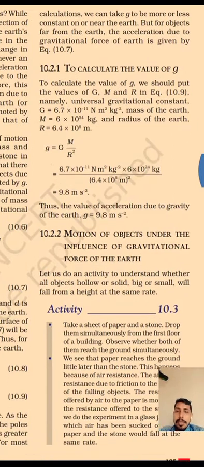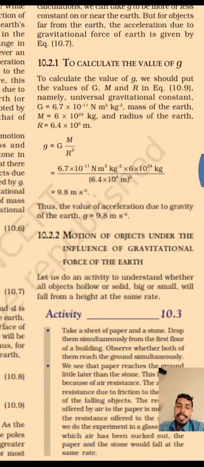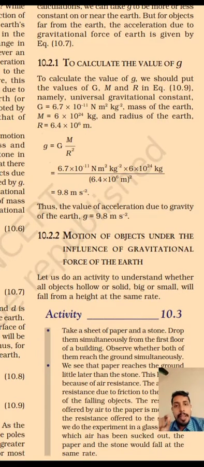Okay, then we already studied g is equal to G into M by r square. Capital G is 6.7 into 10 raised to minus 11 Newton meter square per kg square. Mass is 6 into 10 raised to 24 kilogram, and the radius of the earth is 6.4 into 10 raised to 6 meter. We already got every value. Then you have to apply that. That's it.